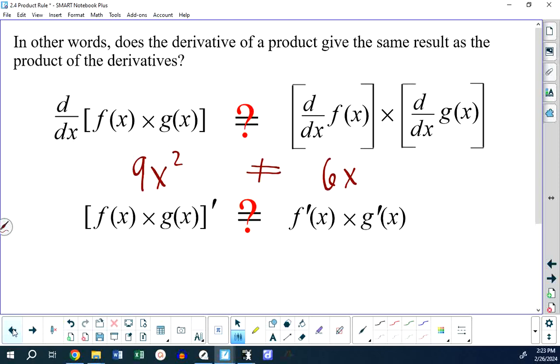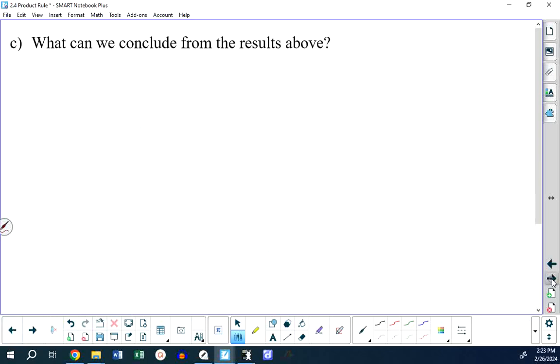Bottom line is the derivative of a product and the product of a derivative are not the same. So what can we conclude? I'll use the lazy person's notation here, which is that. I think you get my drift there, right? What I'm telling you.